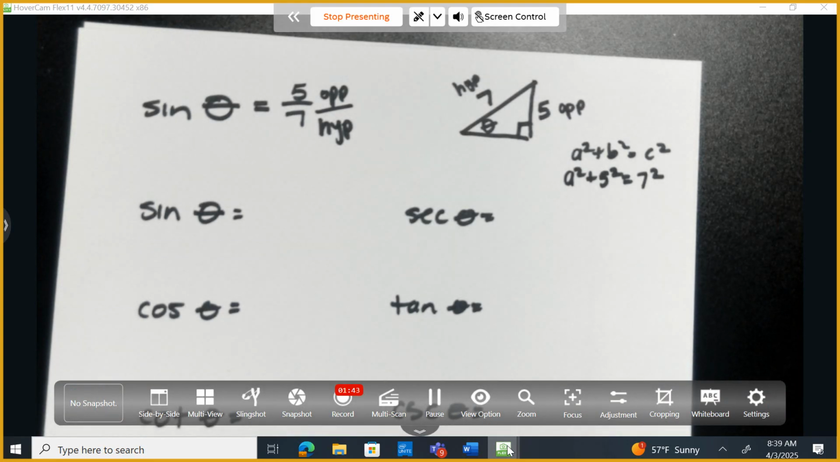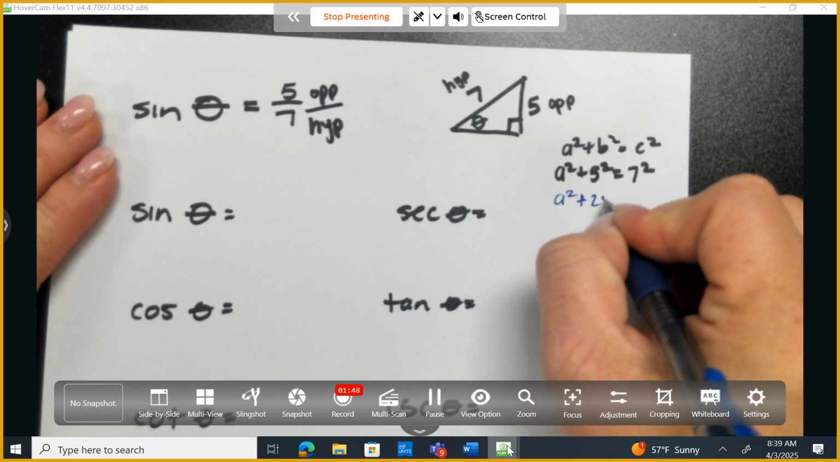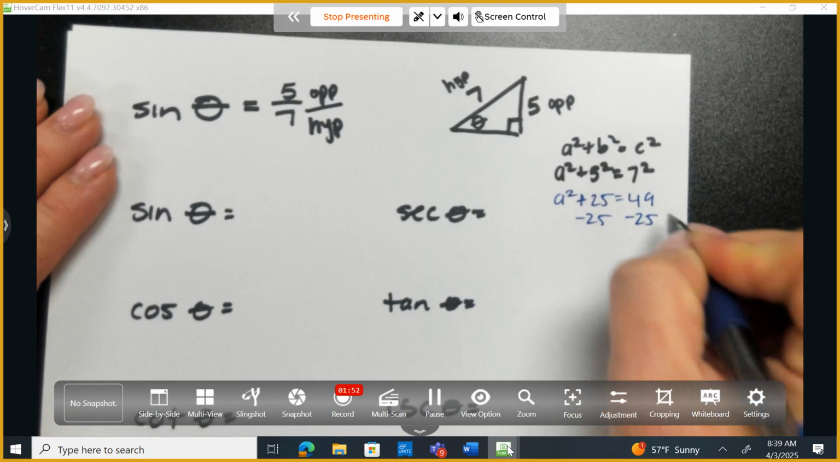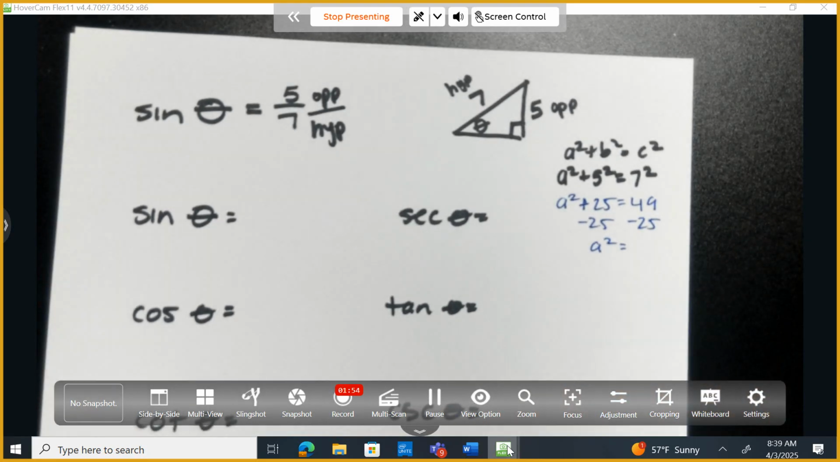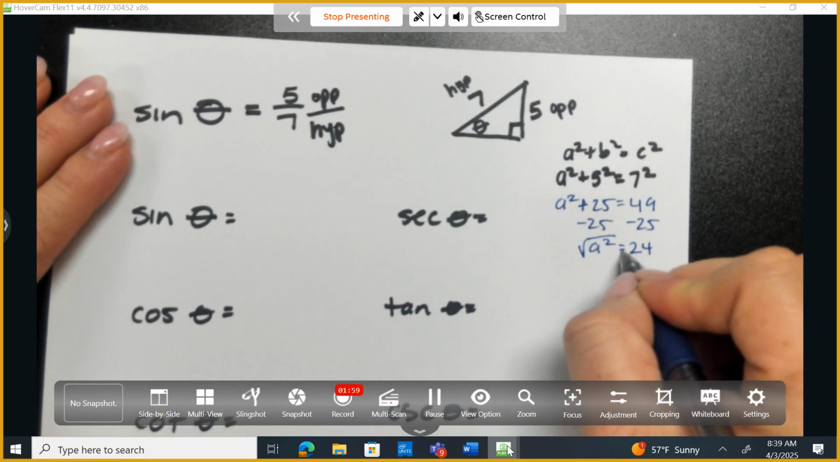Let me grab a pen where I have a little more space here. Okay, follow along with me without talking, please. I know 5 squared is 25. I know 7 squared is 49. When I take 25 away from 49, I end up with 24. Now I need to take the square root.